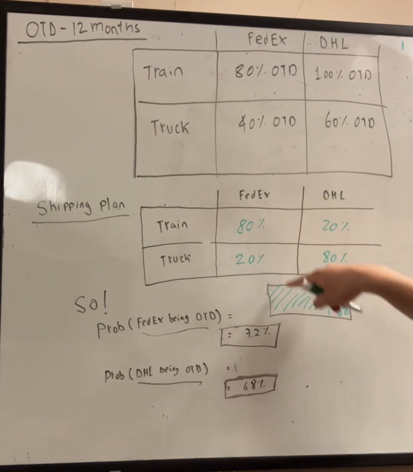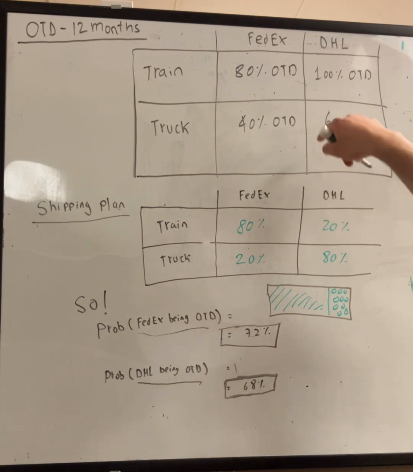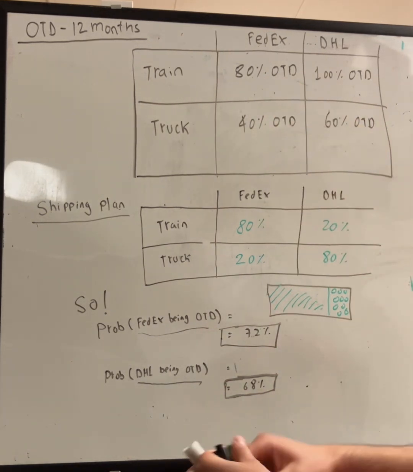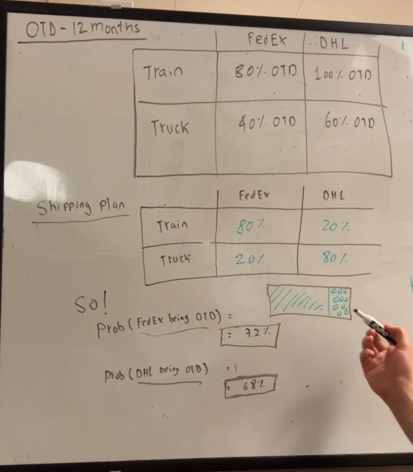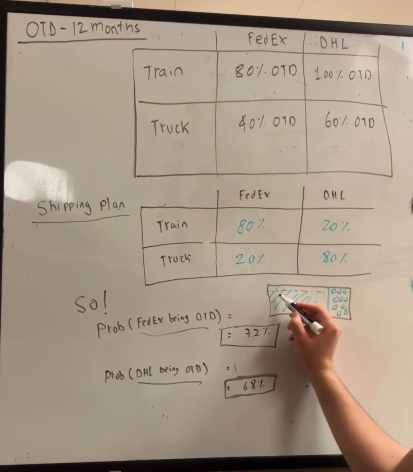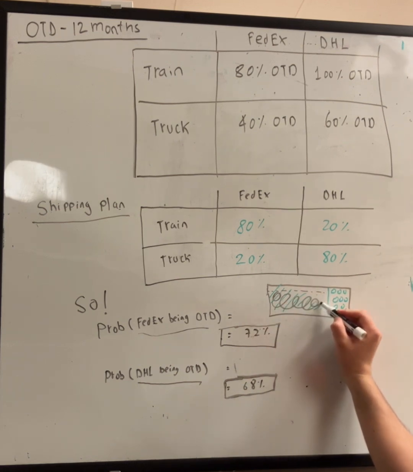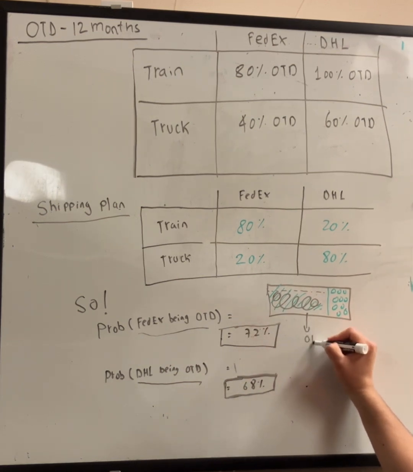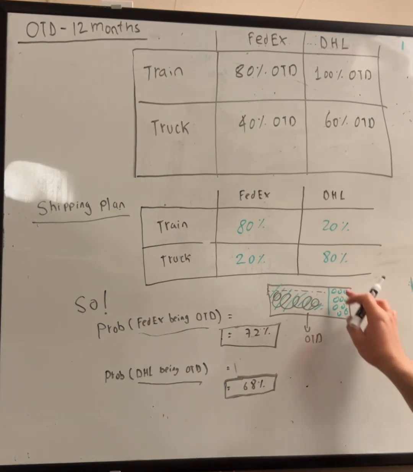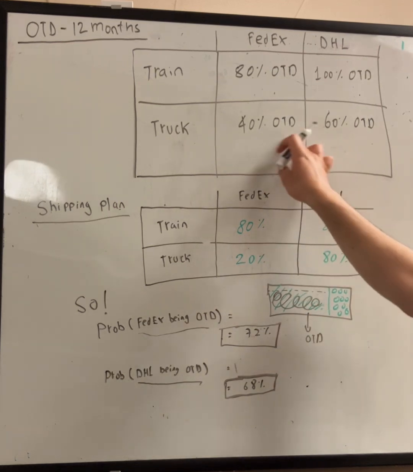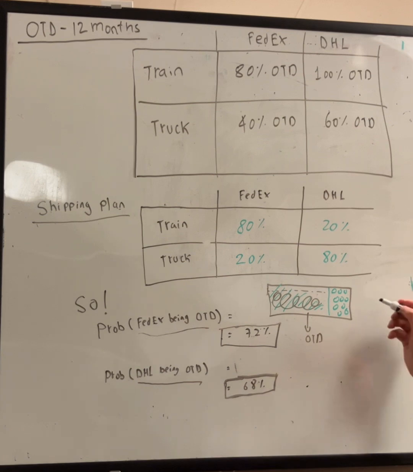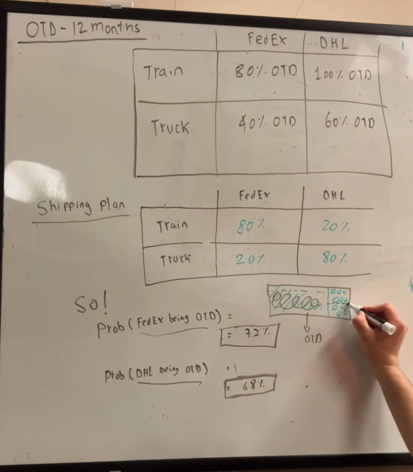Out of the 80% that goes by train, 80% is on-time delivery. So all this area is on-time delivery. Similarly, for the truck, 20%, but just 40% of it gets delivered on time by FedEx. So it's around here.